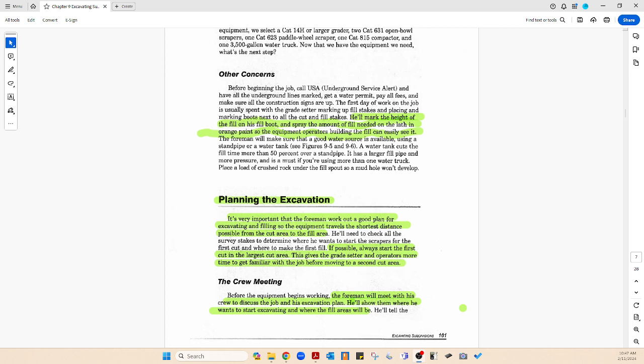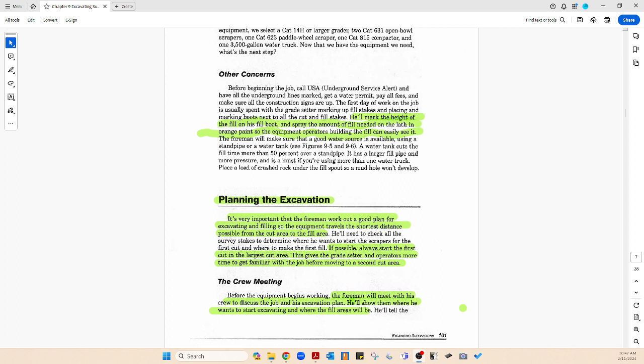But regardless, when you're out there in the field and you have a lot going on with scrapers and dozers and graders and compactors and water trucks, you need to make sure that everything is moving and operating efficiently.